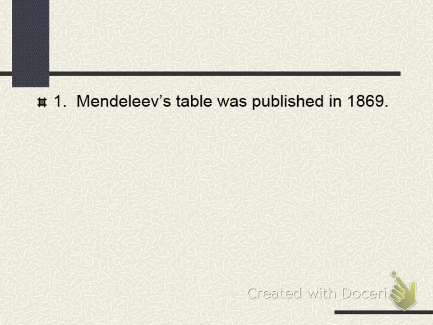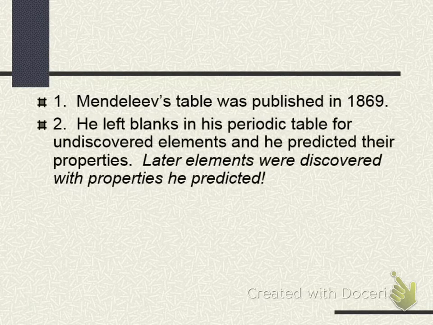And the cool thing is that he left blanks in the periodic table for undiscovered elements, and he predicted their properties. It was really cool because when those later elements were discovered, they actually had the properties that he predicted, based on the pattern that he had first noticed.